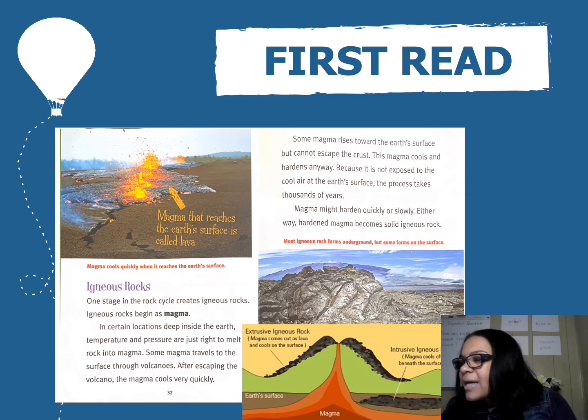Some magma rises toward the Earth's surface but cannot escape the crust. This magma cools and hardens anyway. Because it is not exposed to the cool air at the Earth's surface, the process takes thousands of years. Magma might harden quickly or slowly. Either way, hardened magma becomes solid igneous rock.